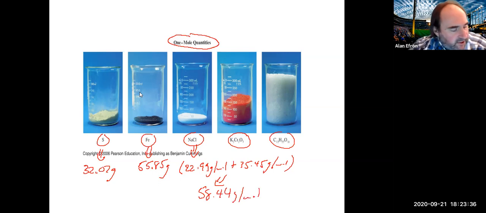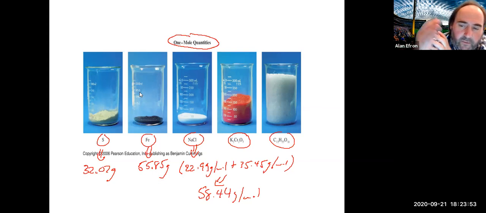So what this shows you is, although they're all 1 mole of each of these things, when we say we have a mole of sulfur, that represents 32 grams of it. When we have a mole of iron, it represents 55 and change, sodium chloride 58.44. So although they all do represent 1 mole of each of these, 1 mole represents a different quantity in terms of mass for each of these. Any questions on that? Okay.